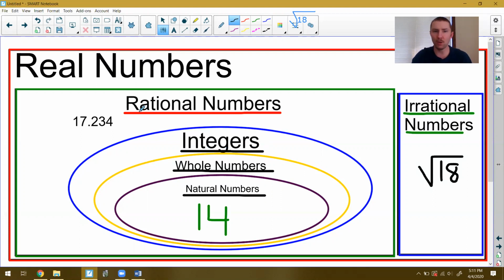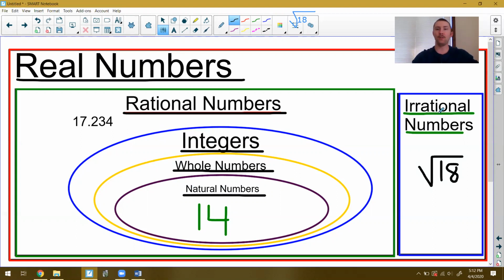Is 14 also a rational number? Well, can it be written as a fraction? Yes, it can, right? We go 14 over 1. So it can absolutely be written as a fraction. So it is a rational number. Is 14 a real number? Well, yeah, because all numbers are real numbers. So 14 actually fits into 5 categories. The only one it does not fit into is irrational numbers over here.